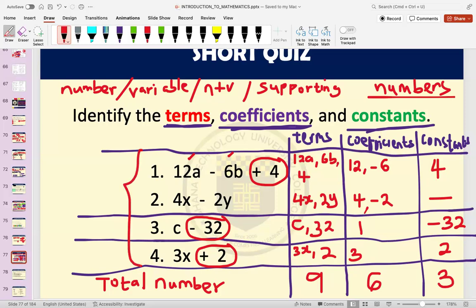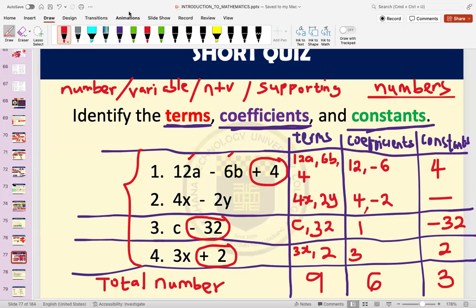Any question about these 3 technical terms, terms, coefficients, and constants in algebraic expressions? Any question before I move on to the next thing I want to do?